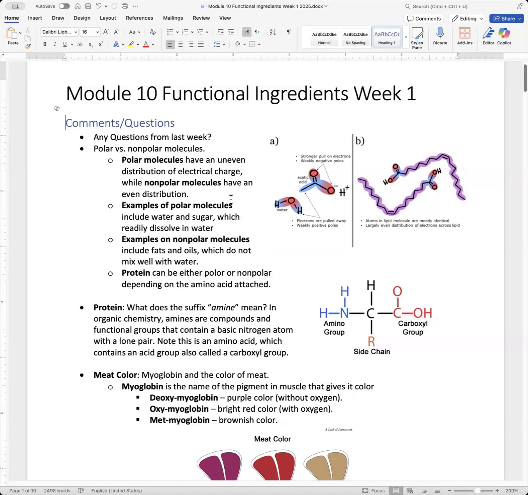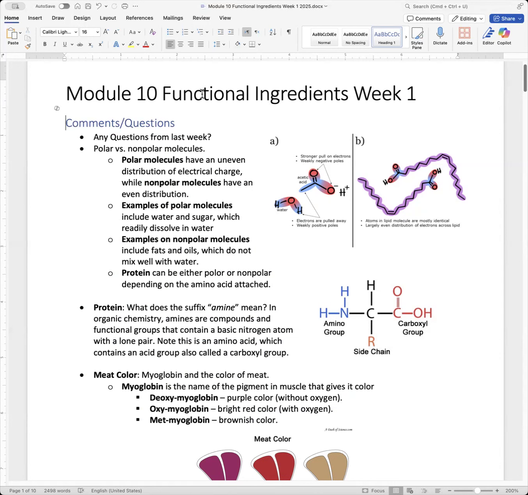One of the questions from the discussion was about polar and non-polar molecules. I told you I always read the discussion, and if you put a question in there, that's where you get my feedback. So what is a polar molecule? A polar molecule is something that has charges, right? Positive and negative charges.